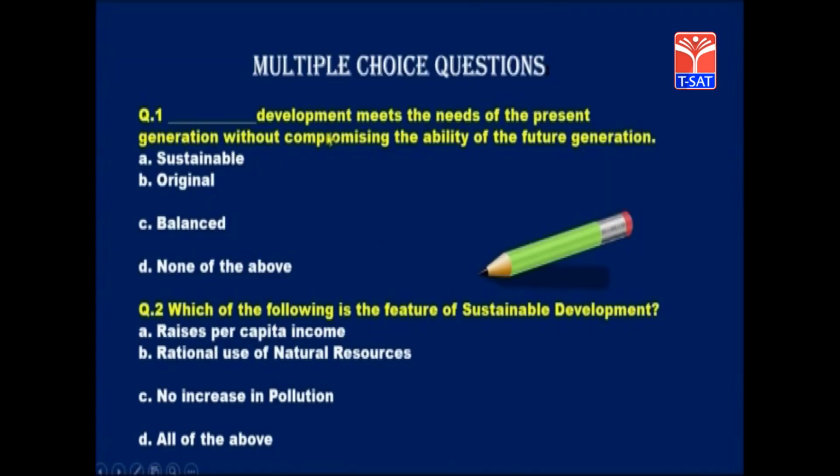Answer these multiple choice questions. First one, dash development meets the needs of the present generation without compromising the ability of the future generation. So what is the answer? Is it sustainable, original, balanced, none? Yes, it is sustainable development. Second question, which of the following is a feature of sustainable development? Raises per capita income, rational use of natural resources, no increase in pollution, and all of the above. Sustainable development means without depletion of resources, rise in the per capita income, and also reduction of pollution. So what is the answer? Yes, it is D, all of the above.